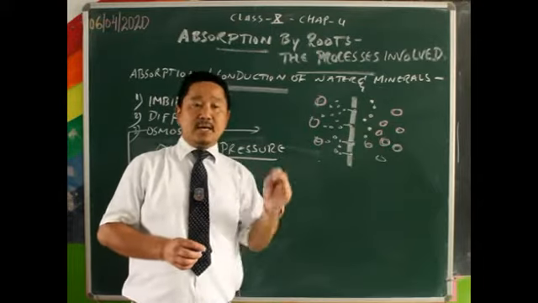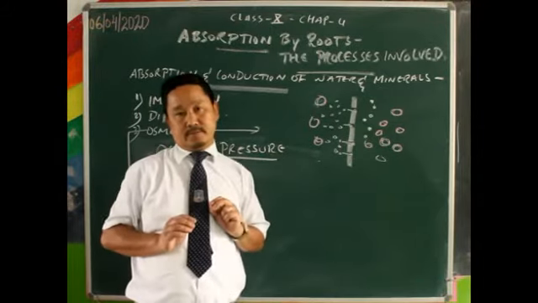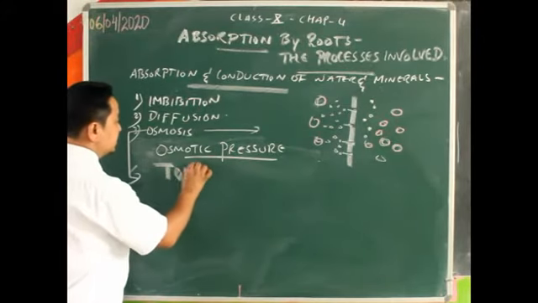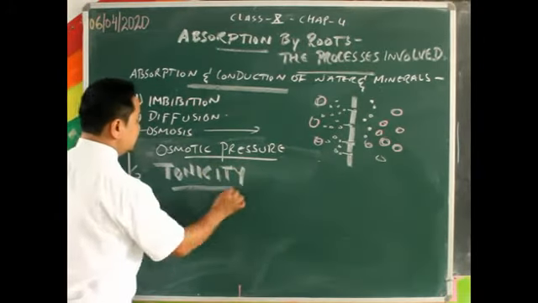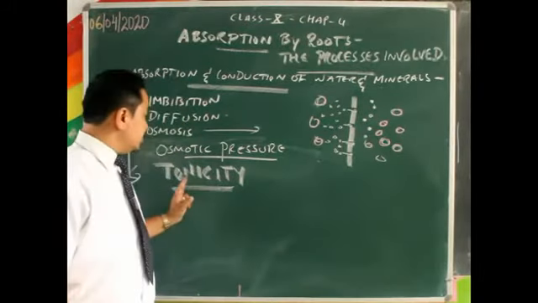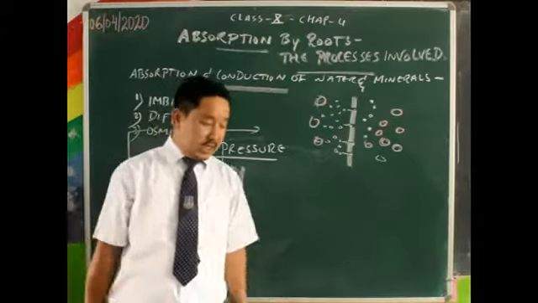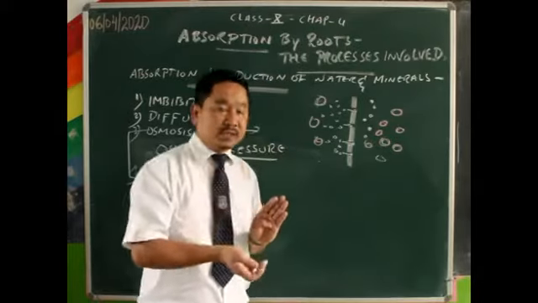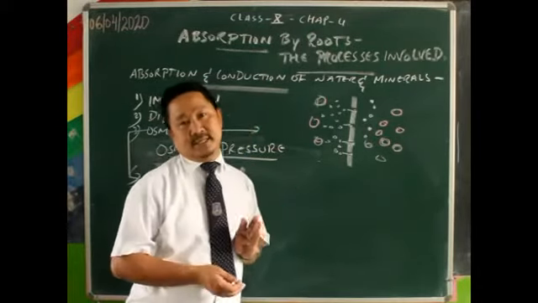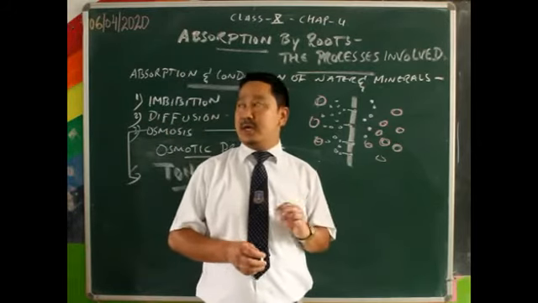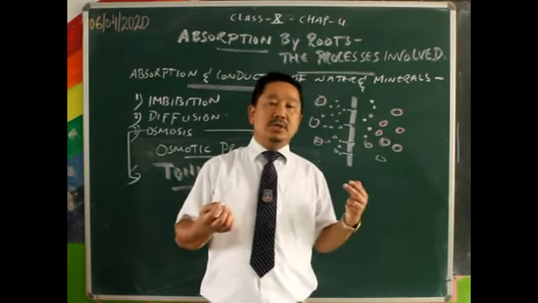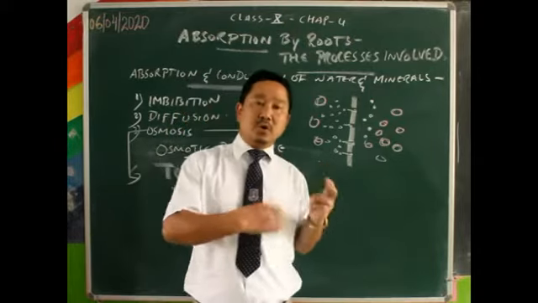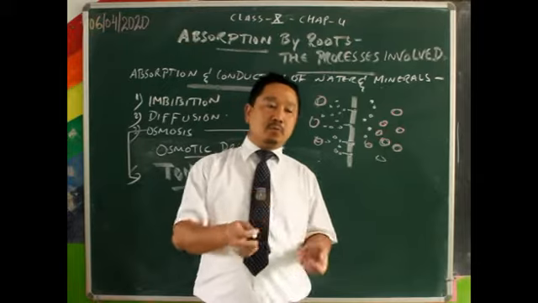Alright, based on that, we come across a new word out here, that is called tonicity. Okay? Tonicity, T-O-N-I-C-I-T-Y. What is tonicity? Tonicity is the relative concentration of the solutions outside the cell and inside the cell. Where is the solution concentrated, whether it's inside or outside? Where are the water molecules more, inside or outside? So that the flow of water has to take place.